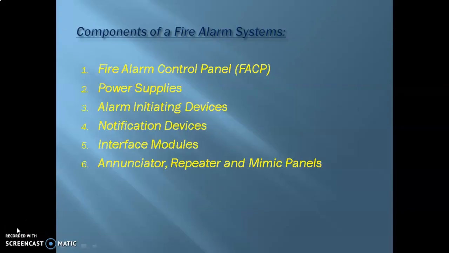So the next topic of discussion will be the basic components of a fire alarm system, namely the fire alarm control panel or the FACP, the power supplies, the alarm initiating devices, the notification devices, the interface modules, and last but not least the annunciator, repeater, and mimic panels. We will try and get into a bit of detail on each of these components, not too much detail, but as much detail as necessary.